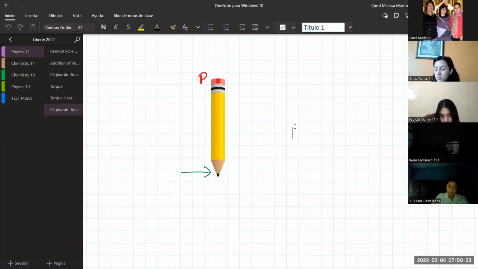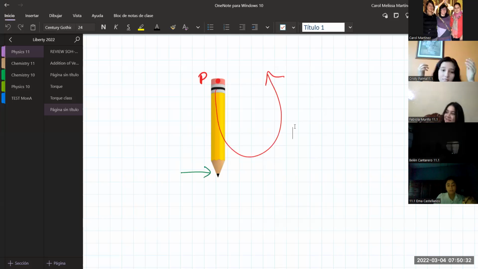Torque, positive or negative? Negative. Positive. That's the rotation that it will produce.